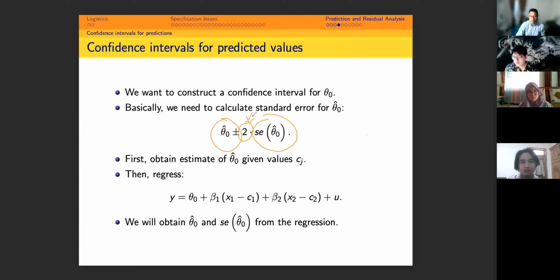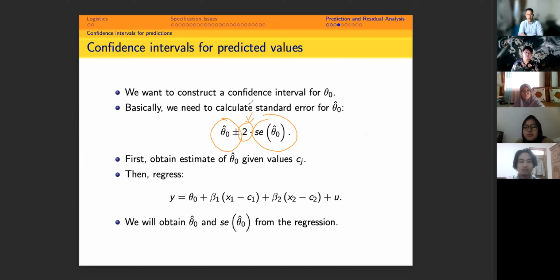Why do we have 2 here? Recall, if you assume that alpha is 5%, so basically you have a 95% confidence interval, and you have a large enough sample, then the rule of thumb for the critical value is 1.96. And if you round it off, it's just 2. Okay. So this is where the 2 comes from. This is the critical value for two-sided tests, and alpha equals 5%, or basically the 95% confidence interval. So we're going to estimate theta 0 hat given values of cj, and then we're going to regress the following. Okay.